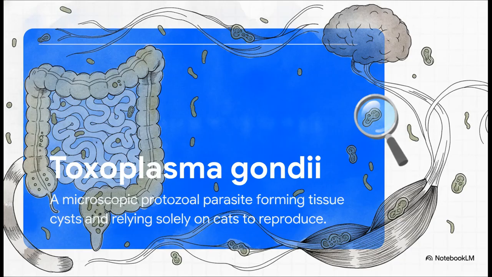This little guy is a widespread microscopic single-celled protozoal parasite. When a host gets infected, this protozoan forms cysts that can literally affect almost any part of the body, particularly the brain and muscles. But the absolute key takeaway you need for your assessment is this. It relies exclusively on the feline intestine, the cat, to sexually reproduce before it spreads out to other hosts.